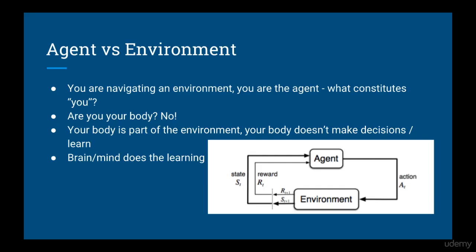Sometimes there's confusion about what constitutes the agent and the environment. Think of yourself navigating your environment. You might think you are the agent, but what constitutes you? Are you your body? Your body is more correctly part of the environment. Your body isn't making decisions or learning. Your body has sensors which pass on signals to your brain, but it's your brain or your mind that does all the learning and decision making. So you want to be mindful of where you draw the boundary that differentiates between agent and environment.